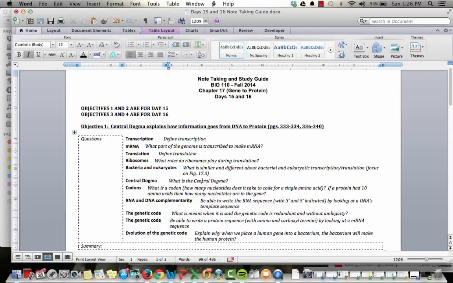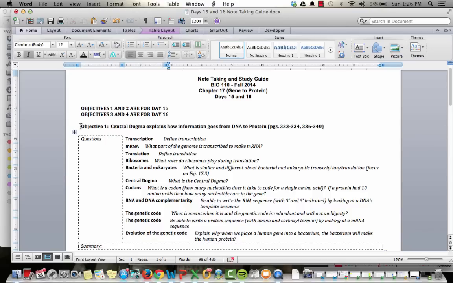Chapter 17 is a pretty long chapter and we're going to spend days 15 and 16 going over it. In this chapter we're going to talk about how we take that part of the DNA that's packaged in the chromosomes called the gene and how we convert this gene to the protein. So this is ultimately getting at how do we make a functional molecule from this piece of DNA.